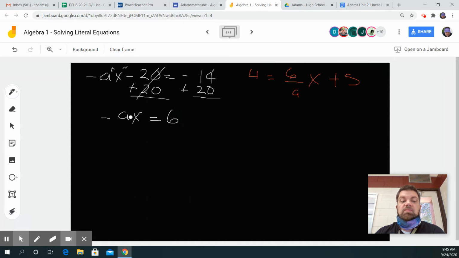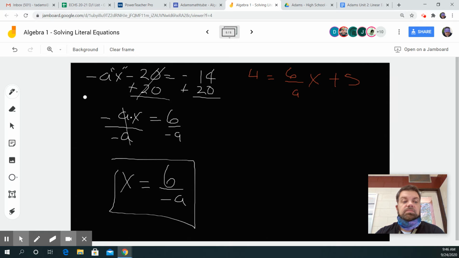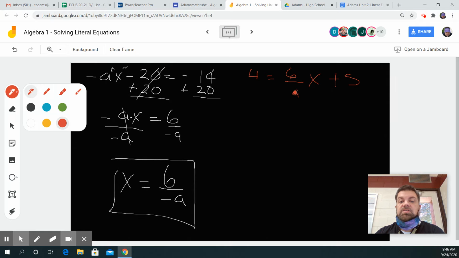So now, negative a times x, I need to move the negative a away, so I do the opposite of times. I'm going to divide both sides by negative a. These a's cancel, and I get x is equal to 6 all over negative a. Well, that's a pretty easy one, right? Let's do this next one.